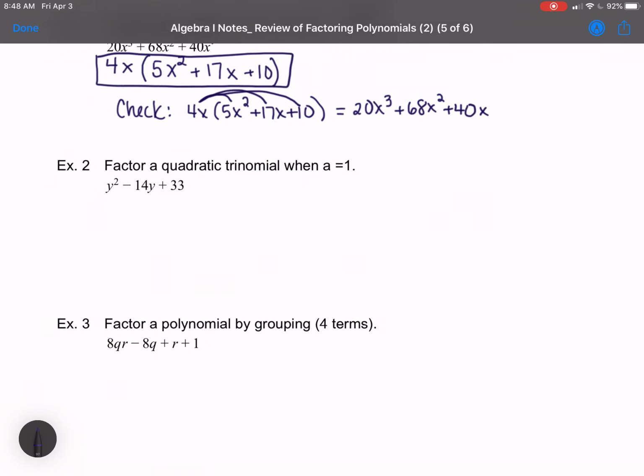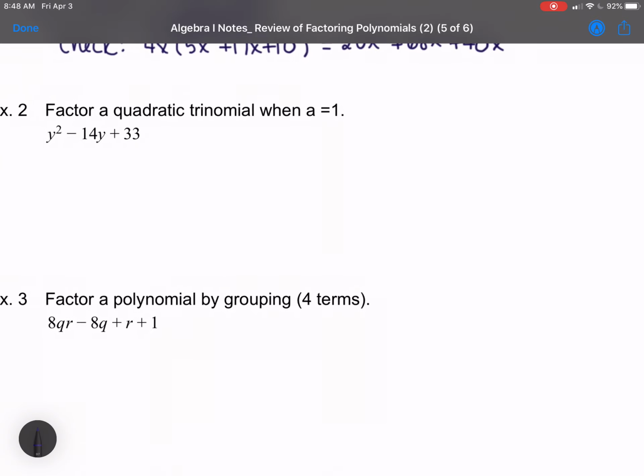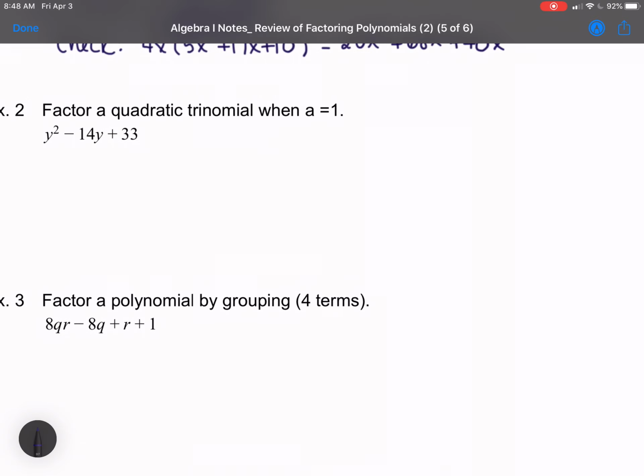All right, example 2, factor a quadratic trinomial when a equals 1. Depending on who you had as a teacher, you did this different ways. I'm going to show you the shortcut whenever a equals 1. First thing we're going to do is look at our C value, which is 33, and we want to find all the factors of 33. The key thing is we're looking for something that multiplies to be 33, but adds to be negative 14.